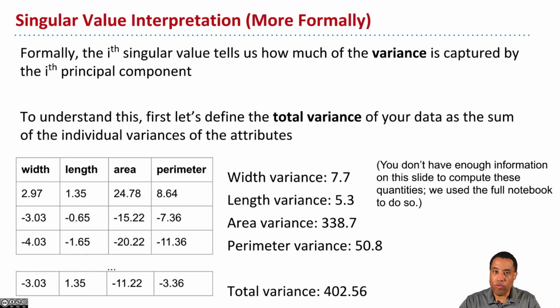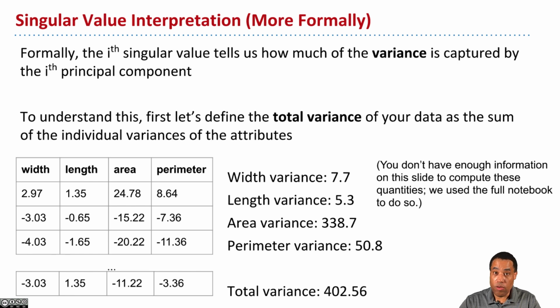All right, so a little bit more formally. The ith singular value will tell us how much variance is captured by the ith principal component. So what we need to do is first define the total variance for our data. And it's just the sum of the individual variances of each of the attributes. So in this case, we have 4 attributes: the width, the length, the area, and the perimeter. So the variance of the width is 7.7. Variance of the length, 5.3. Variance of the area, 338.7. And the variance of the perimeter is 50.8.